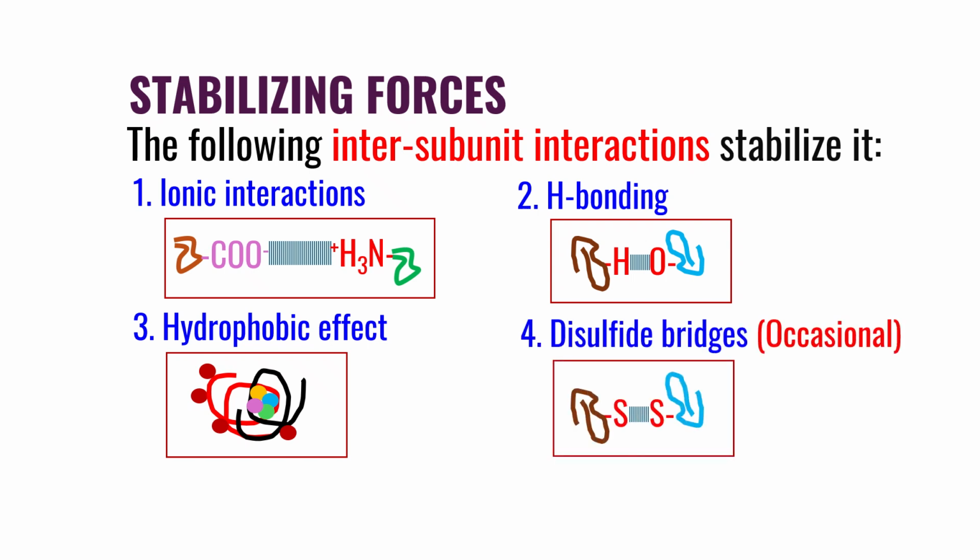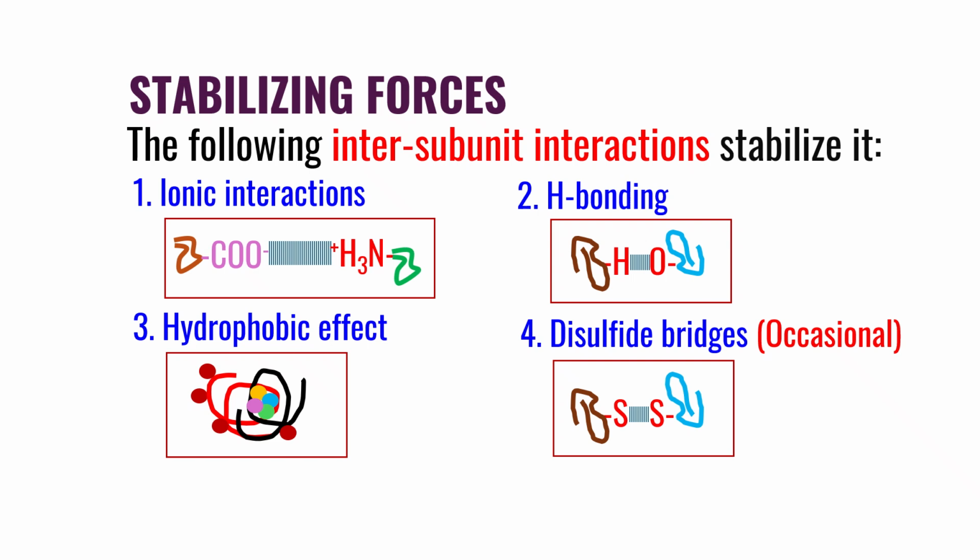The last one is very important, a disulfide bridge. I have marked it as occasional. The reason is because this is not present very commonly in quaternary structure. It may be present but not commonly, so it is rare. And as usual, this is between two cysteine residues present on two different subunits. So this is called a disulfide bridge.